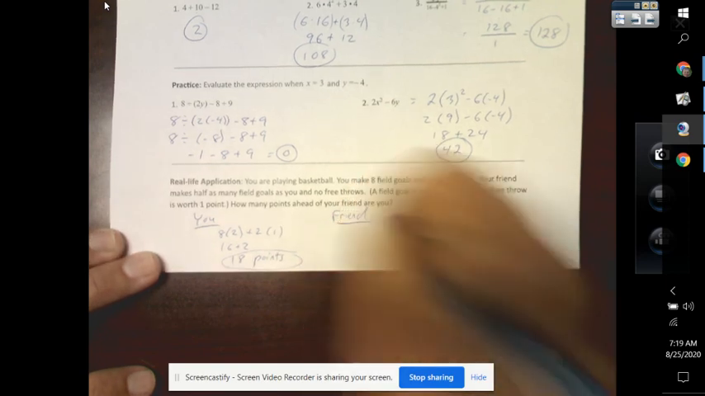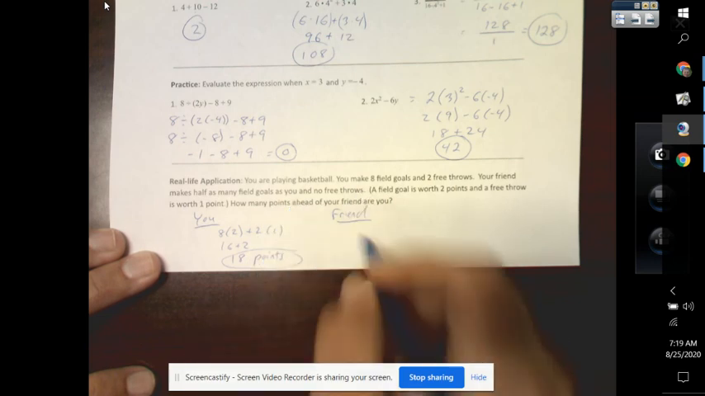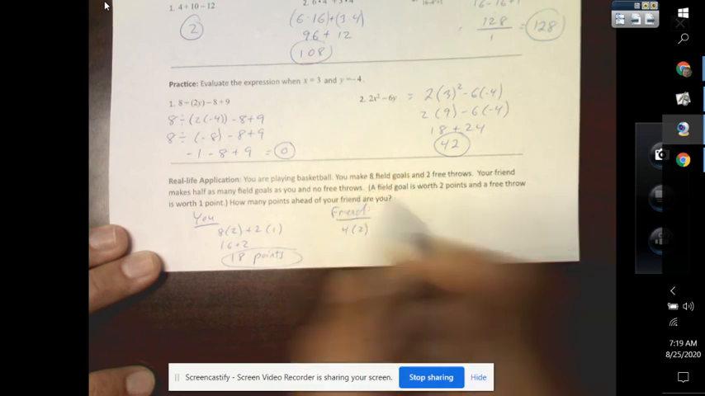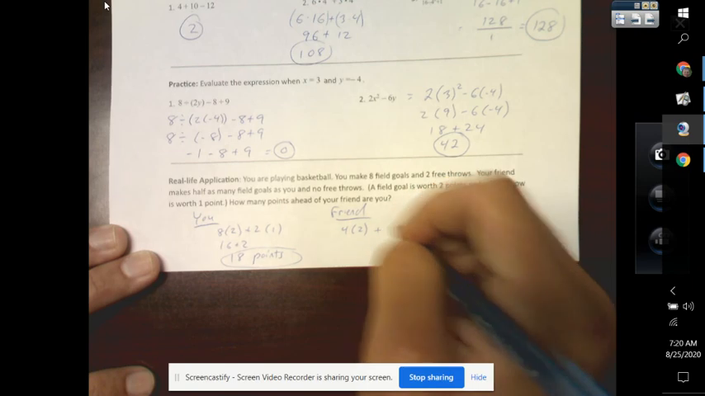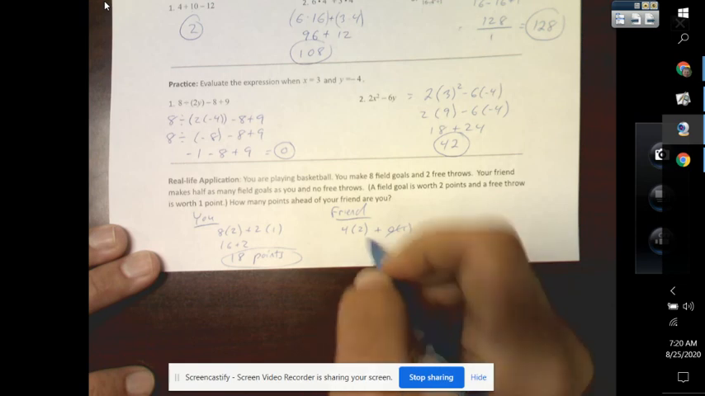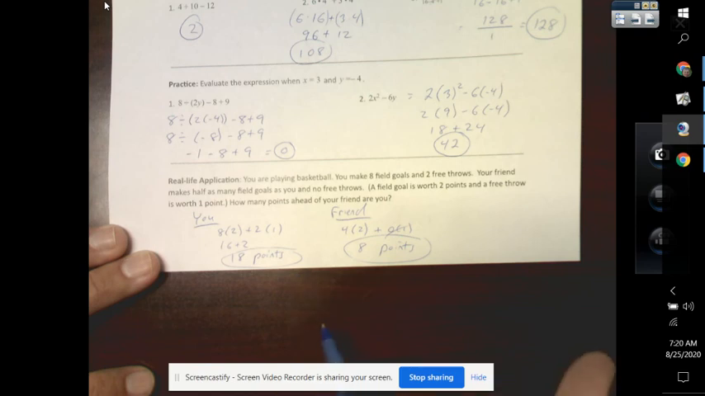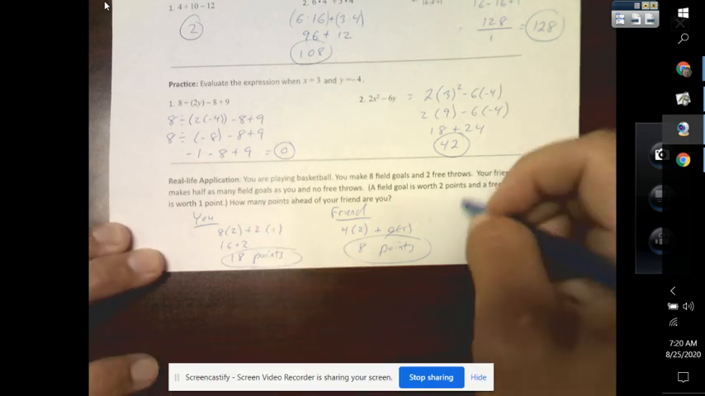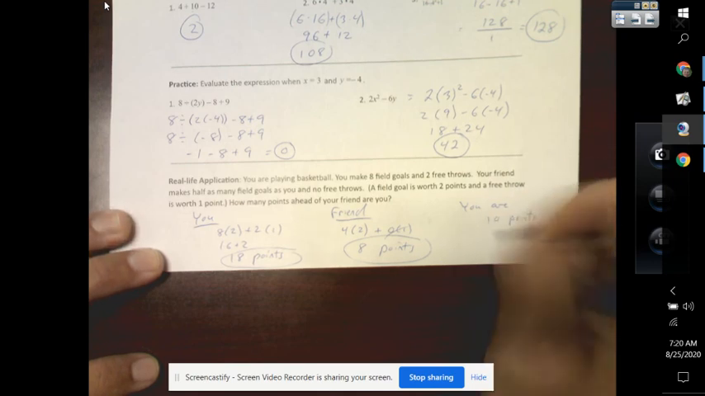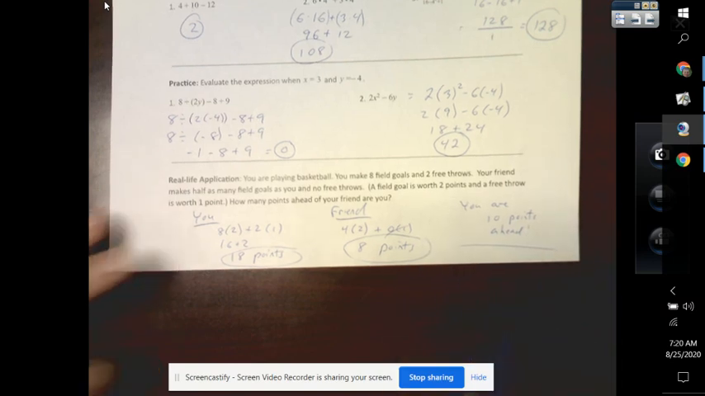Friend. Now, your friend makes half as many field goals as you. Well, half of 8, okay? If you want to write out 1/2 times 8, you're fine, but I'm pretty sure we can do 4 in our head. That's 4 times 2. And he made no free throws. So plus 0 times 1, which kind of is a moot point. Cancels out. 4 times 2 is 8. Okay. Now, good stuff, but we didn't answer the question yet. How many points ahead of your friend are you? You are 10 points ahead. Okay, good stuff. So, very nice.